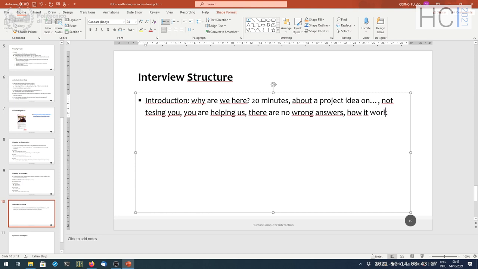How it works. So you should explain, for example, I will ask questions, so you reply, and then I will move on to the next question. Or another method will be, I will ask questions, and then upon your reply, we can have a little discussion for every question. So you may decide to have a little discussion for a question, or move the discussion to the end.